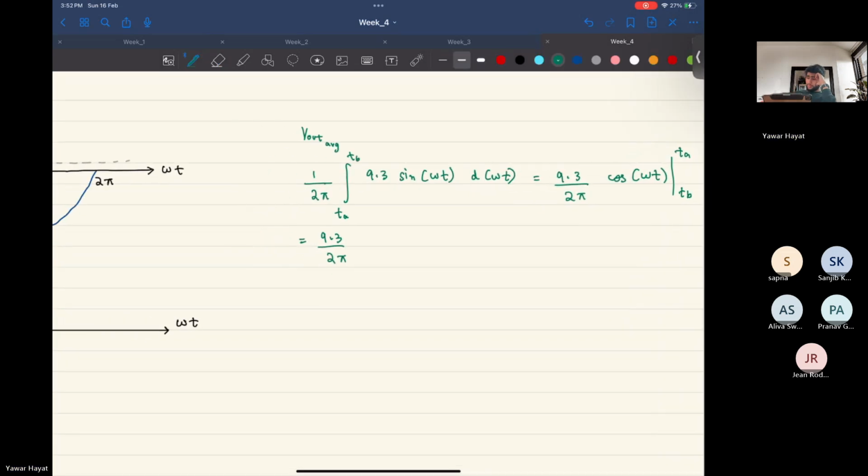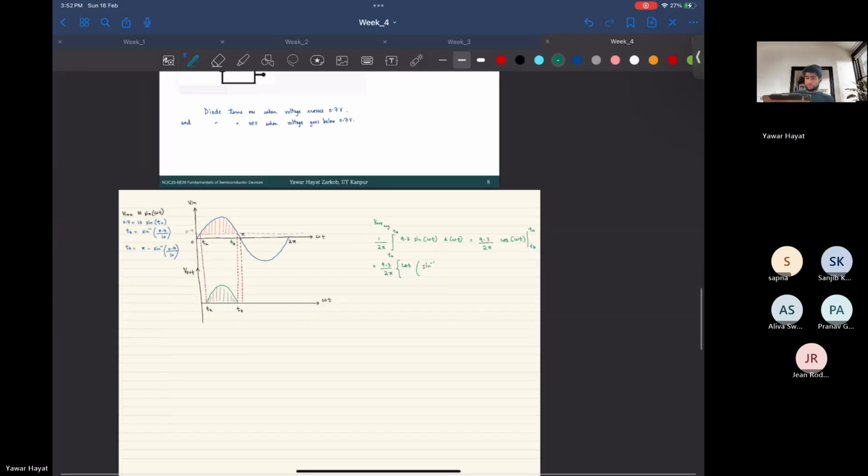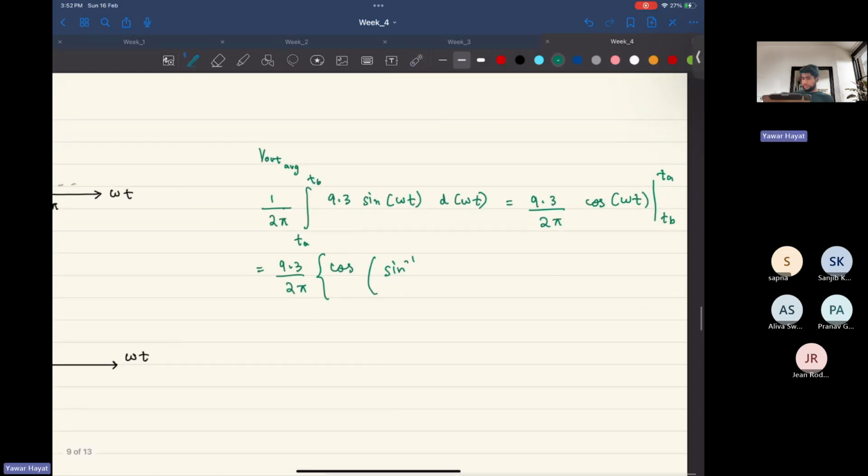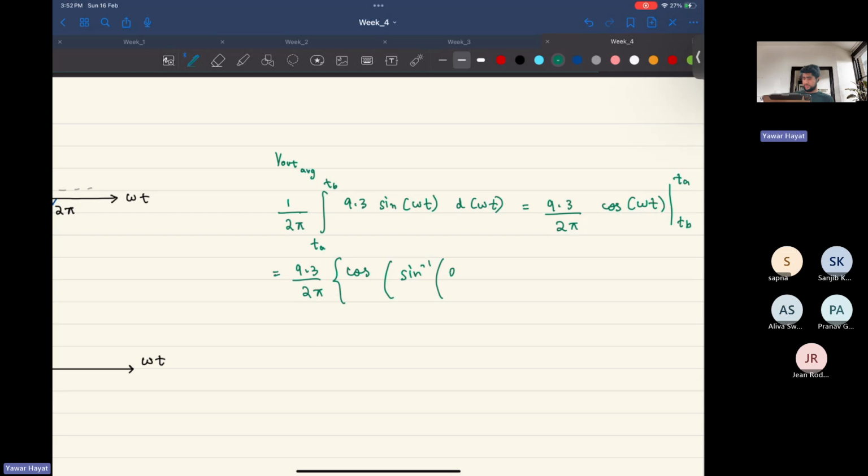Now, just perform the integration. I mean, we just need to put in the values, right? Your TA, what is TA? Your TA is sine inverse of, right? This is your TA. Your TA is sine inverse of what? 0.7 by 10. Similarly, your TB would be pi minus this quantity.